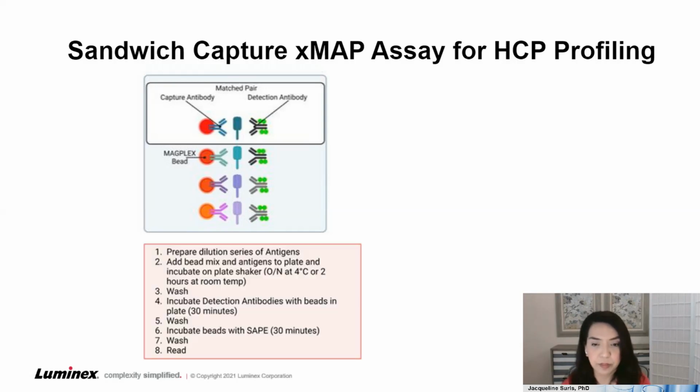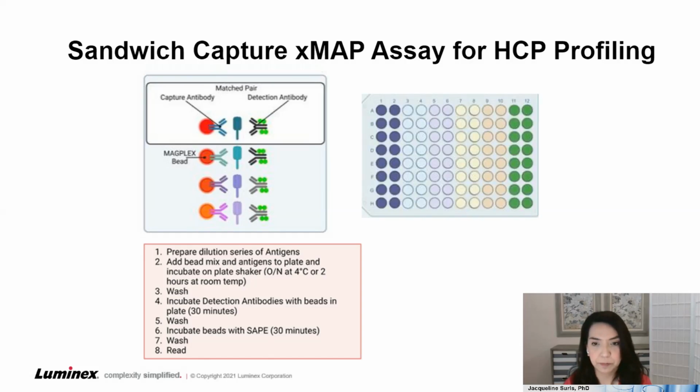And it's very similar to an ELISA workflow. You prepare your dilution series of antigens, add your bead mix to the plate, incubate, wash, add your detection antibodies, and wash. In this case, the detection antibody isn't biotin conjugated. It has a fluorophore attached, so you're not going to add SAPE, but you'll wash, and then read the plate. In a typical plate layout for quantitative measurement, you're going to have a standard curve, can have controls, and then you're going to run your samples.